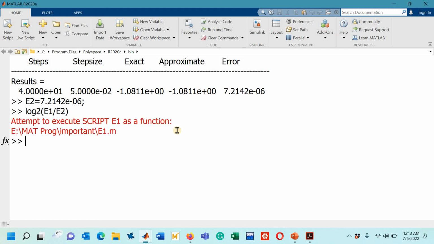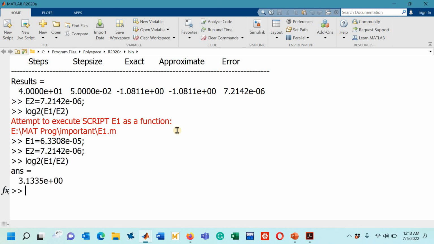Let's see what the result is. I have E1 and I have E2. Now I can use the formula and you can see we have 3.1335. Approximately 3, the rate of convergence is verified. And I have also told you another way of confirming the rate of convergence. You can decrease the step size by 1 order of magnitude, and if you observe a 3 orders of magnitude decrease in the absolute error, it confirms that your method is 3rd order accurate. So there are 2 ways to confirm the rate of convergence.